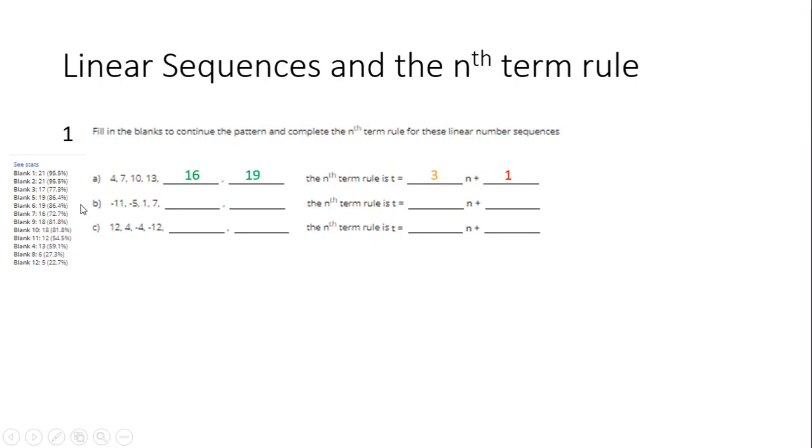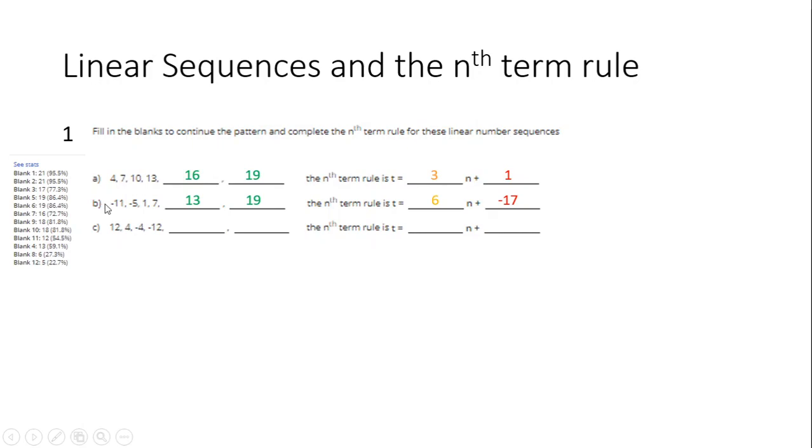Okay, this next one, so this is blank number 5, got 86%, blank number 6 got 86%, and blank number 7, 72%. So again, the same pattern here. These ones were easier, this one was a bit harder, and this is blank number 8, which is way down here, only 27%. That's very low, so we definitely need to go through this.